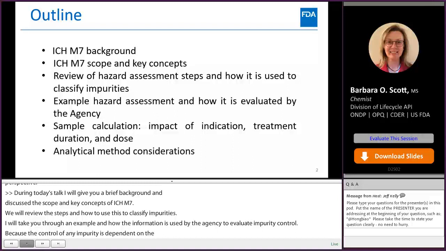Last, I'll provide some considerations on what to submit for analytical methods used to support the options selected for control of mutagenic impurities.